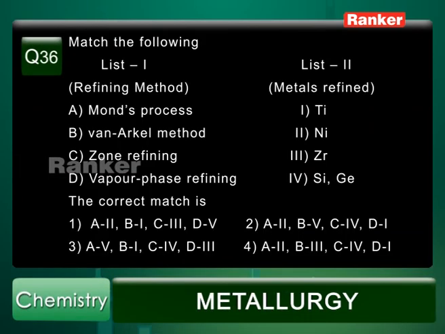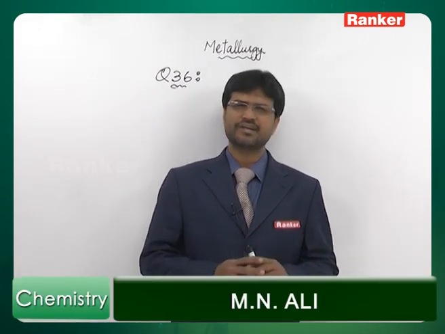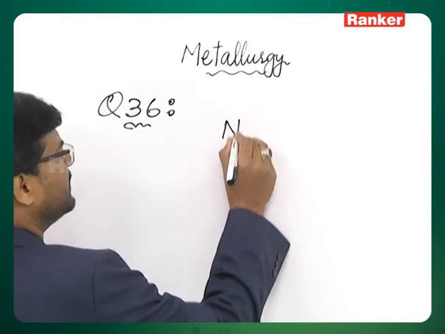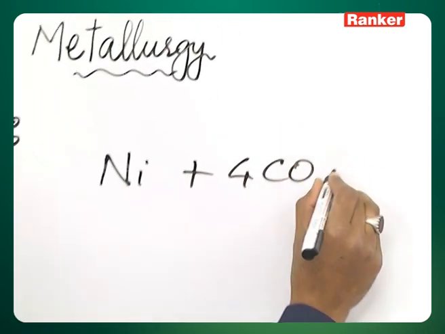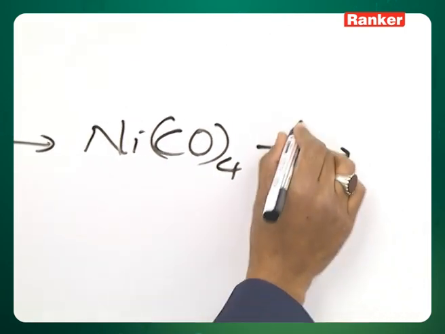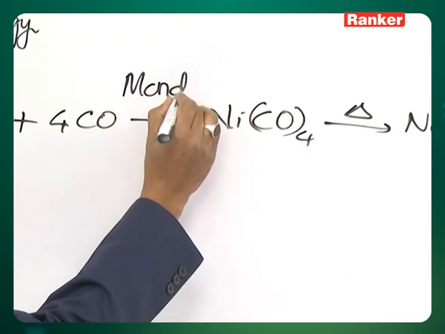Question number 36. Some refining methods are given and you are given metals on the other side. You have to match the correct refining method used for a particular metal. Number 1, A is Mond's process. We know Mond's process is a case of vapor phase refining and applicable for nickel. Nickel is purified by Mond's process, wherein nickel is made to react with carbon monoxide. You get nickel tetracarbonyl. This is then decomposed to get pure nickel. This is Mond's process.